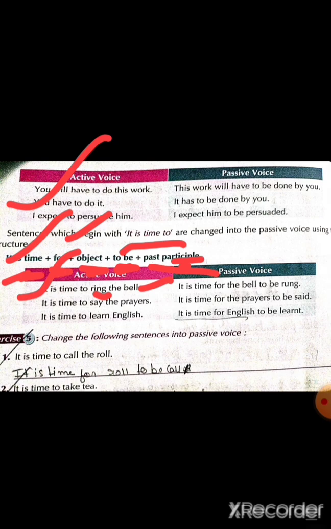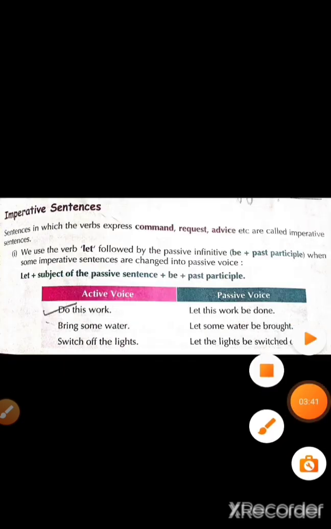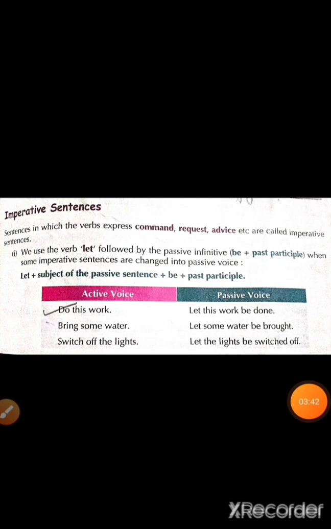Okay, next example, it is time to say the prayer. So it is time for the prayer to be said. It is time to learn English. It is time for English to be learned. Okay, so this is how we deal with infinitive, how we change it to passive voice. Okay, so this much for today.